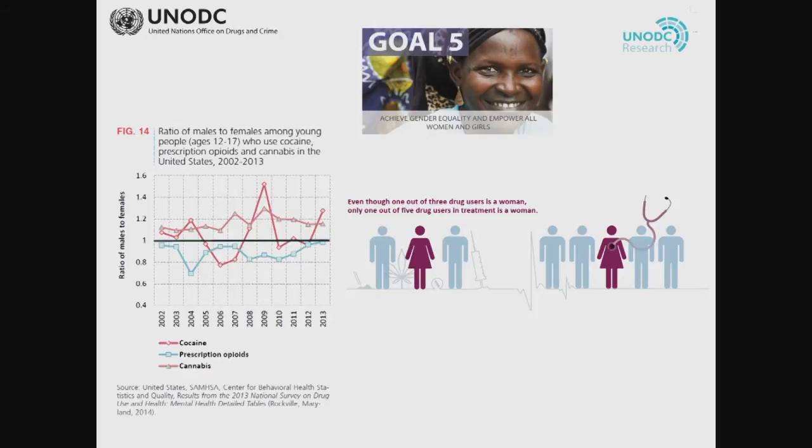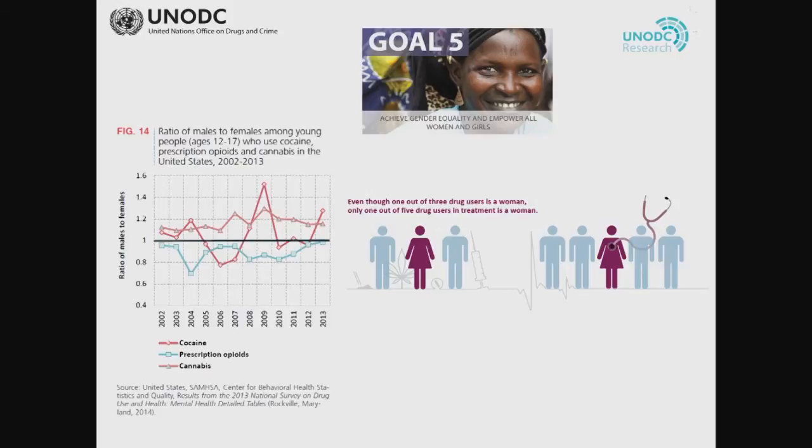And what we also know, in the graph that you see on the left, is the ratio between men and women drug use. And this is from the US over the years. The lines that are above the big, thick black line are the ones where men are more likely to use drugs. And the red lines are cocaine and cannabis. And you see that, and we know.